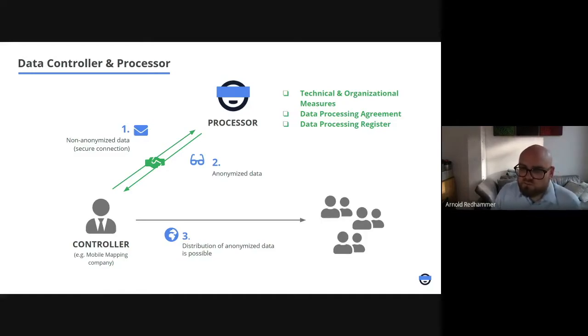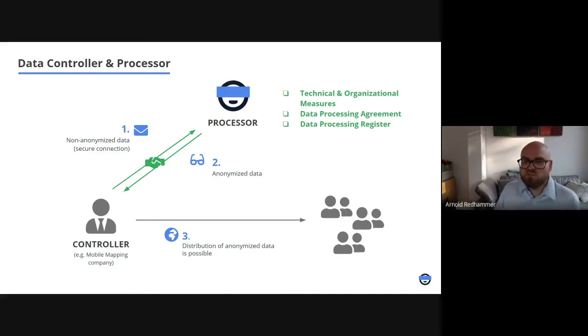And what the processor and the controller also need is the so-called data processing register. That's nothing less than a register where you document how you process data of natural people, how you process personal data. So you have a process where you hire people, you have a process where people are working for you, or you have a process where you do a marketing newsletter or whatever. So you need to have a register of those processings as well. And the processor always needs to have a register of the processes he is doing for the controller. So everything in GDPR is always paperwork. If you want to be GDPR compliant, you need at least the technical and organizational measures.